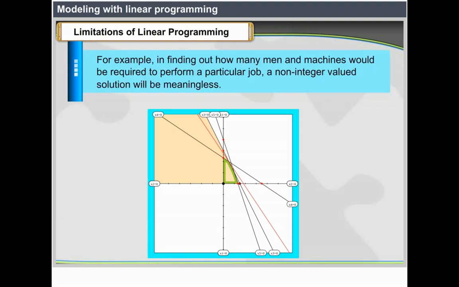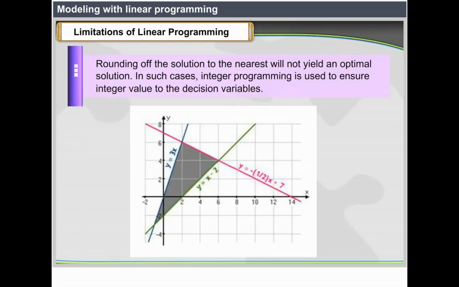For example, in finding out how many men and machines would be required to perform a particular job, a non-integer valued solution will be meaningless. Rounding off the solution to the nearest integer will not yield an optimal solution. In such cases, integer programming is used to ensure integer values for the decision variables.